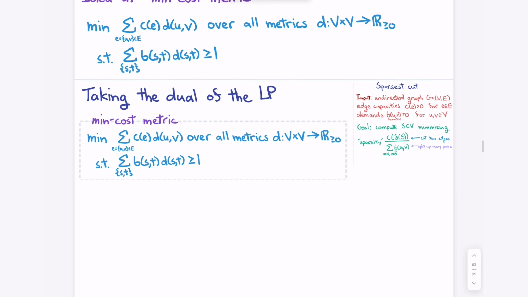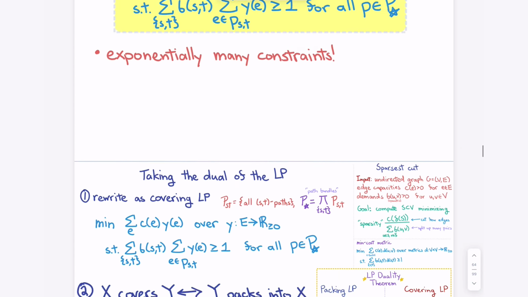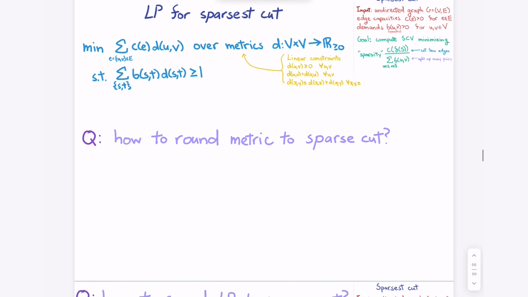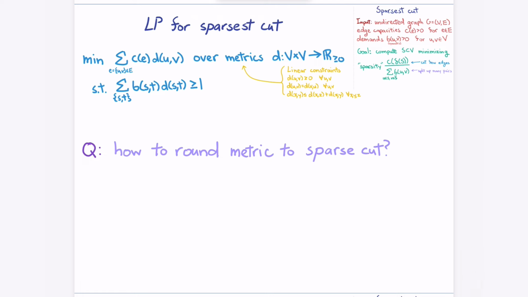I'm only going to briefly mention the dual LP. This is sort of like trying to separate many ST pairs, and the dual LP tries to route as much flow between all the pairs simultaneously. If we had more time, we'd do the dualities more slowly, but we'll focus on sparsest cut given our time constraints. So the question is, you can compute this metric, this spreading metric. How do I round it into a sparse cut?